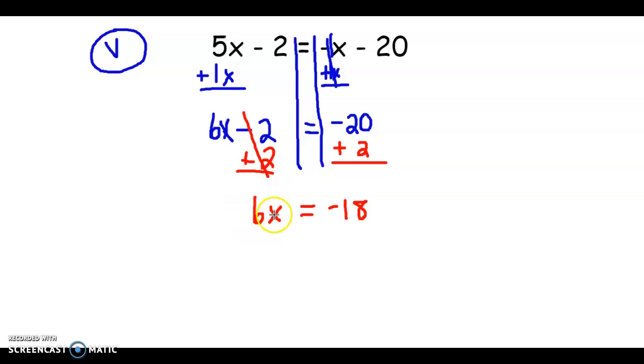Now I'm going to go ahead and switch colors again for the next step. I'm realizing that the coefficient of 6 is being multiplied by my variable of x, and the opposite of multiplication is division. So I'm going to divide both sides by the coefficient of x, which is 6. Anything I do to one side, I do to the other. My coefficient, 6 divided by 6, is just a fancy form of 1, which is awesome because that's what I want, 1x. And then I bring down the equal sign, and I know a negative divided by a positive is a negative, and 18 divided by 6 is 3.